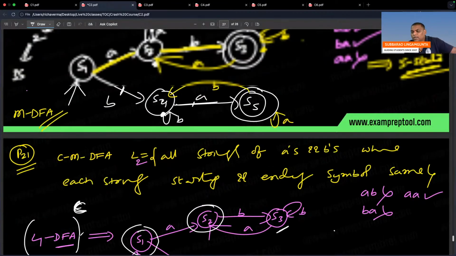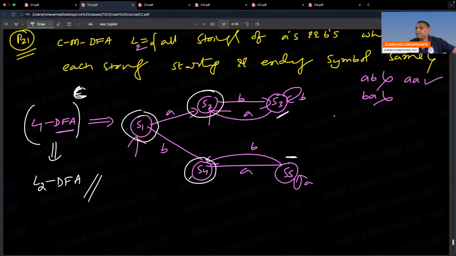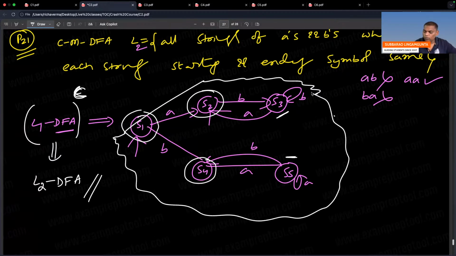So if two languages are complements of each other, you need not construct a DFA for both. Construct a DFA for one language, and in that DFA change final to non-final and non-final to final. Then you will get the L2 DFA. This is L2, the complement of the L1 DFA.